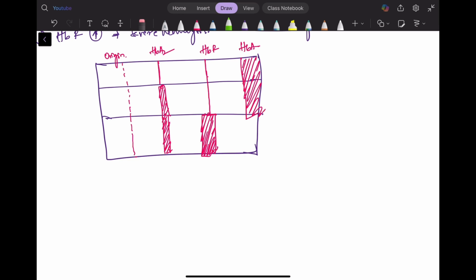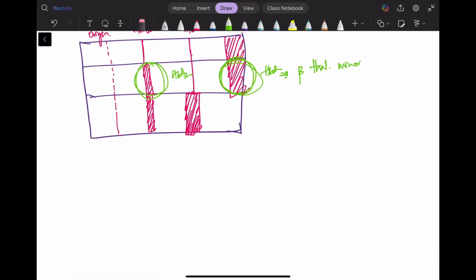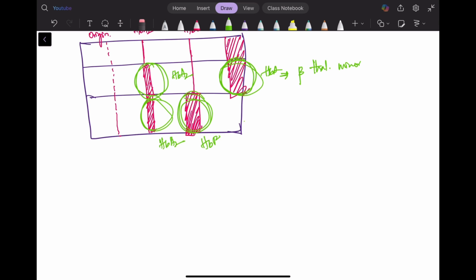So here what we are seeing, HbA2 is positive, HbA is positive. So this will be your beta thalassemia minor, where you see HbA2 and HbA positive. Then we have HbA2 and HbF positive, your beta thalassemia major.